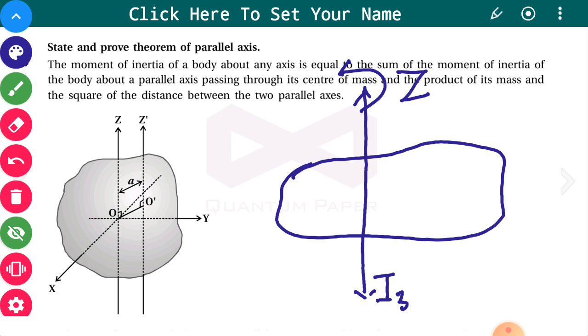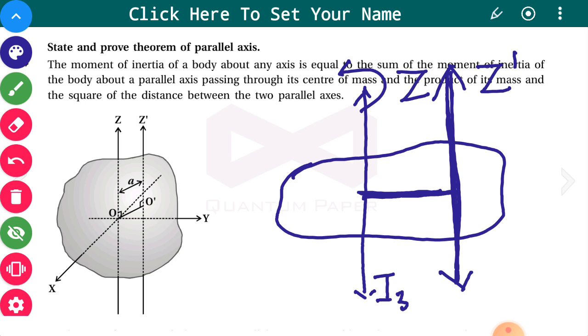Now you want to shift the axis and rotate about another axis, say z prime. You have to take the perpendicular distance between the two parallel axes. You have shifted your axis from z to z prime. The perpendicular distance between these two axes is a.